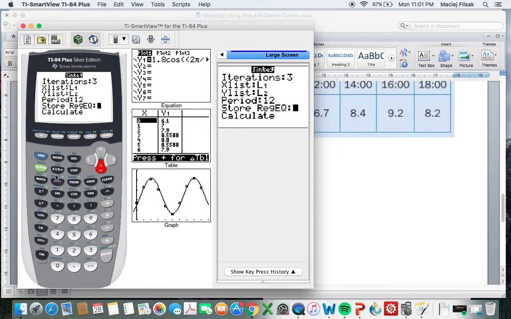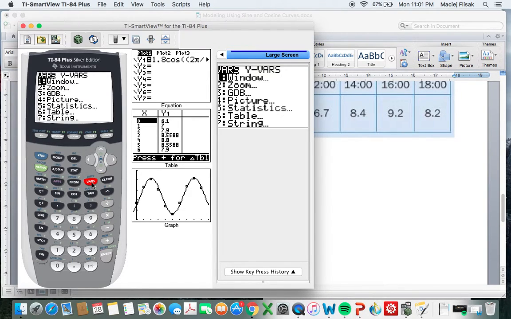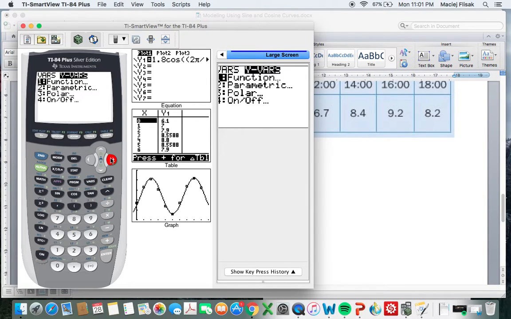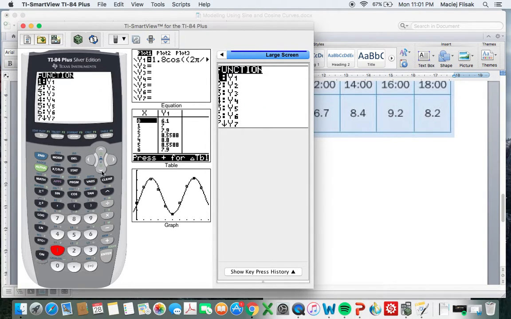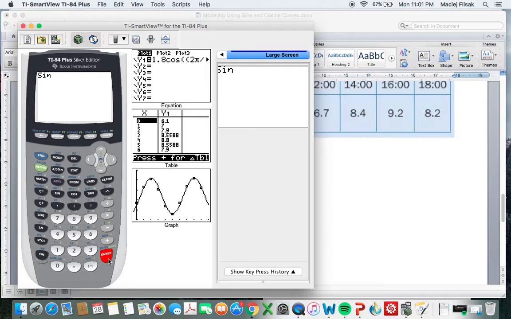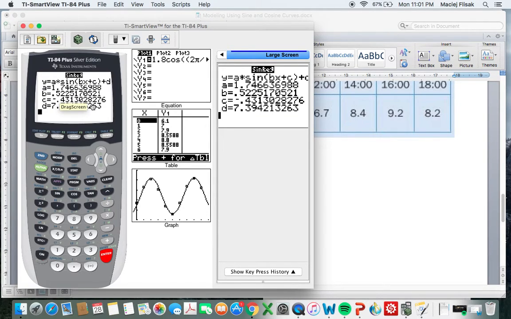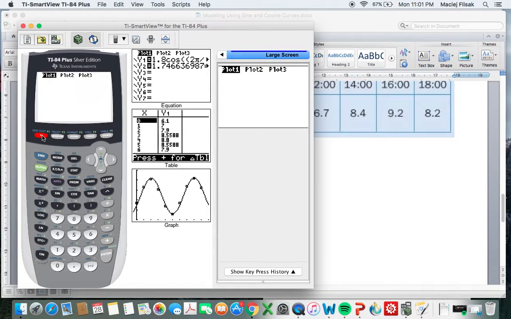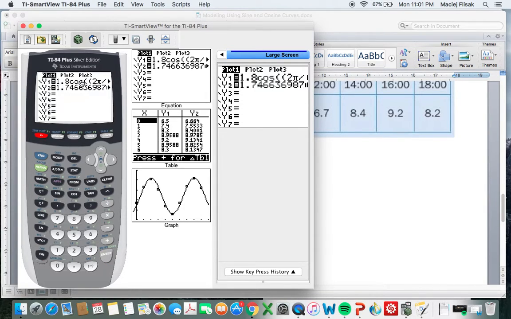You're going to go vars and y vars, function, number 1. We already have an equation in y1, which is the cosine model we made, so I'm going to put it in y2. Now it's going to go in y2, and now calculate. It did the regression, it is creating a sine function for me. Come on, calculator, there it goes, it figured it out. So now it should have stored it, because I told it to. And there it is: y1 is the cosine model we figured out, and now it entered a sine model for me.